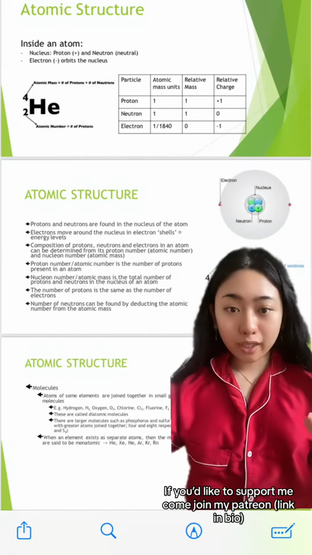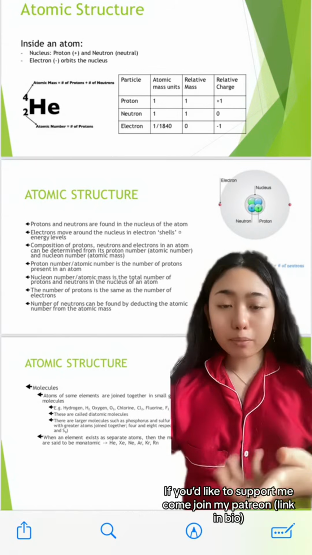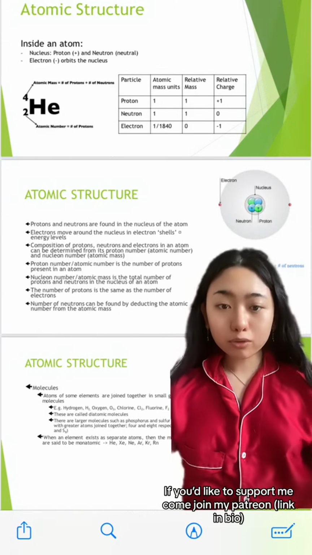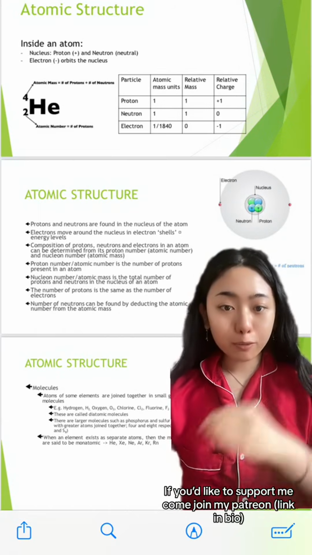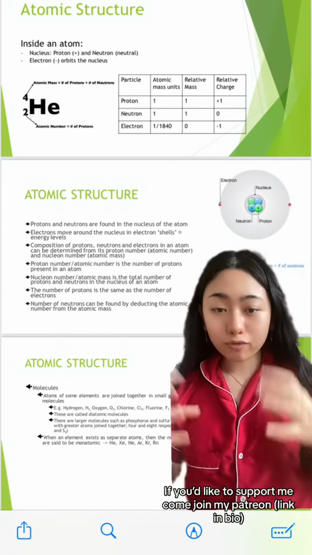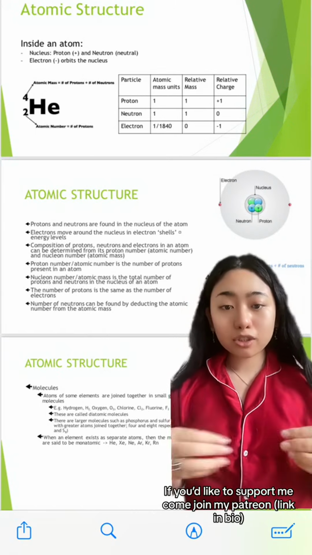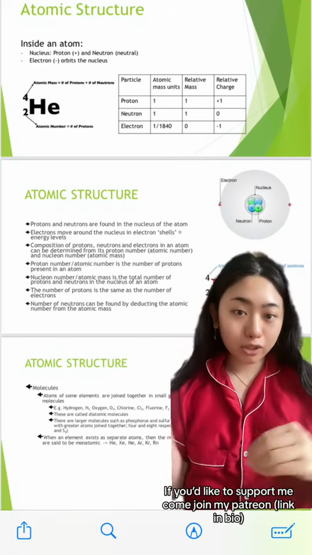You also need to remember the definitions for proton number and mass number. The proton number, or the atomic number, is the number of protons. The mass number is the number of protons plus neutrons, and you need to know how to find the neutrons. In that case, you just take away the big number and the small number from each other.